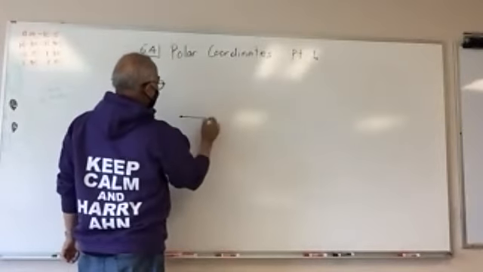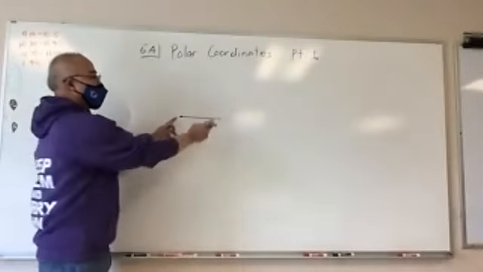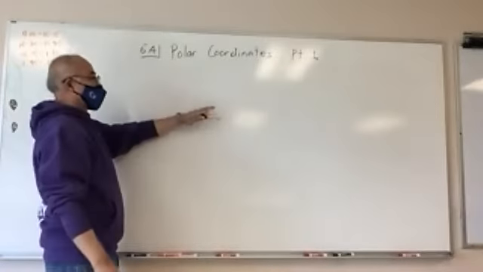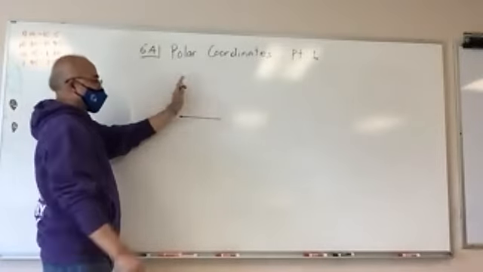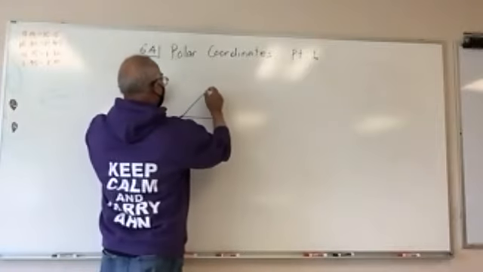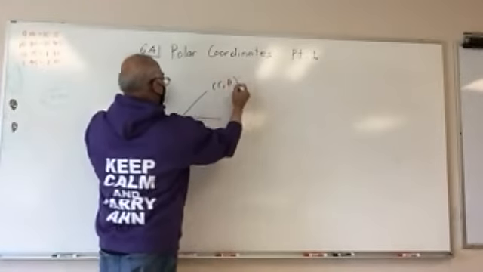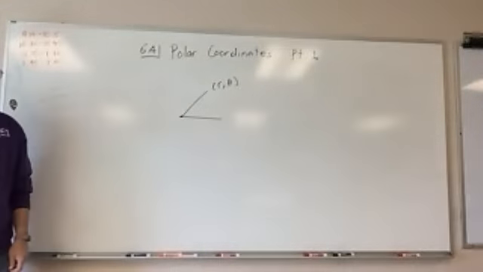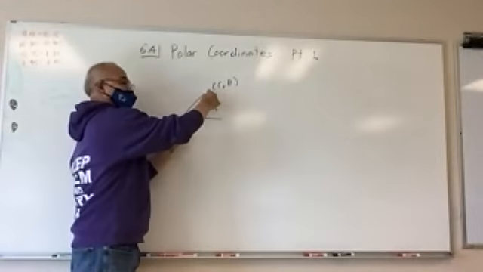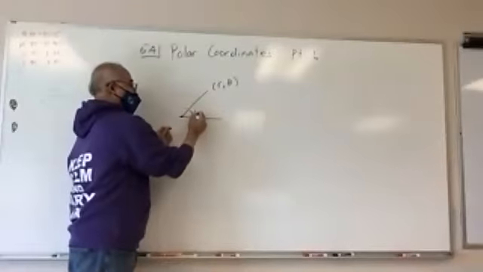And polar coordinates is you start from a pole. You have a pole here. You start from here and you swing over. Okay, so if you go up to here, we're going to call this coordinate R and theta. R being the length, theta being the angle.